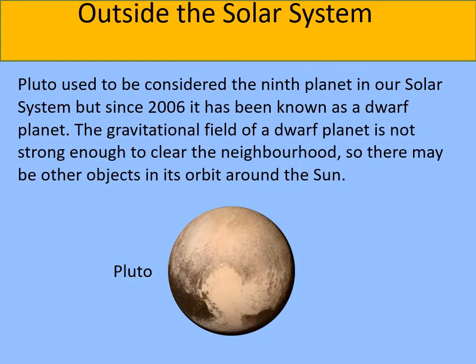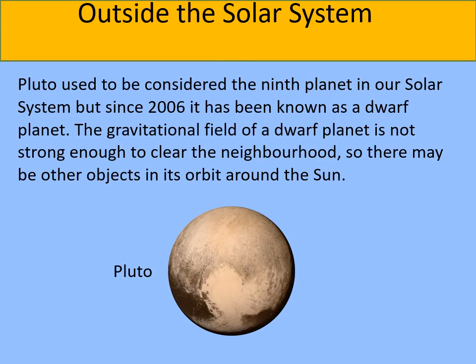Outside of our solar system, there is a region called the Kuiper Belt. This region is much bigger than the asteroid belt, and this is where Pluto can be found. Now, Pluto used to be considered the ninth planet of the solar system, but about 16 years ago, it was discovered that there were a lot of larger objects very, very close to Pluto. And so Pluto was no longer considered a planet in the solar system, but it was called a dwarf planet.